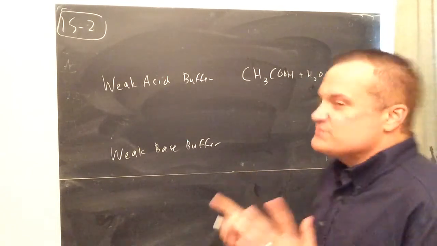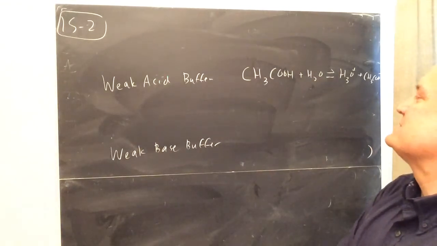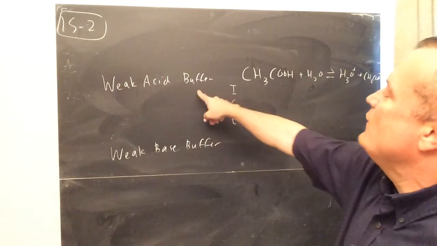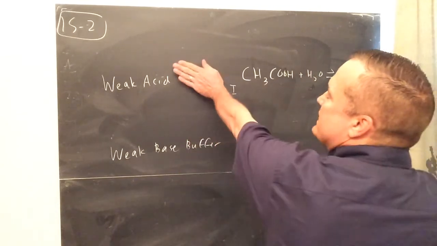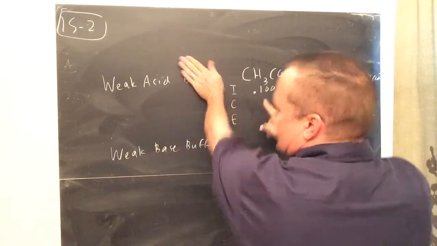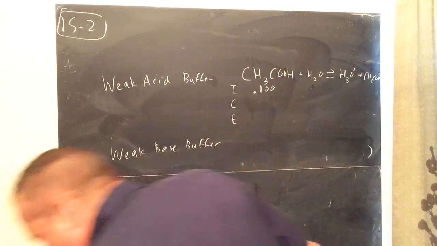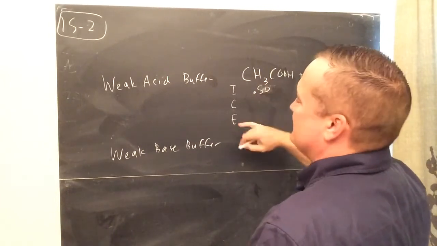All right, here's what happens. Real simple to remember this. This is very, very simple. Think about an ICE box. In a weak acid, all you would have present is, let's just say, 0.100 molar of this. By the way, on this question, it's going to be 0.50 molar. So I'm going to work out the problem that's coming in a minute. We'll come back to it in a second.